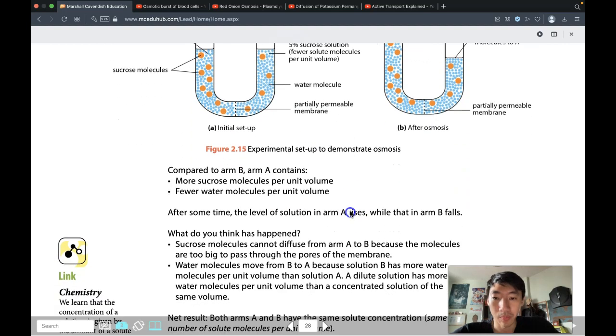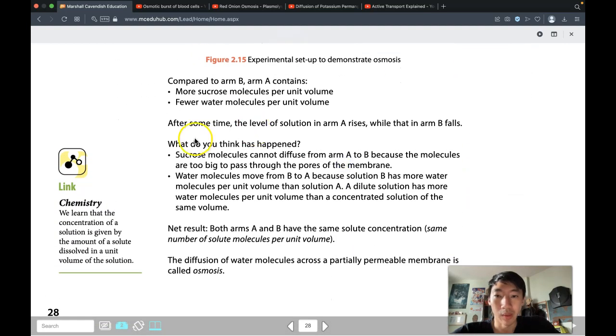Okay, so what has happened? Right, sucrose molecules cannot diffuse from arm A to B because the molecules are too big to pass through the pores of the membrane. Water molecules move from B to A because solution B has more water molecules per unit volume than solution A. A dilute solution has more water molecules per unit volume than a concentrated solution of the same volume. The net result, both arms A and B have the same solute concentration, right? The number of solute molecules per unit volume.